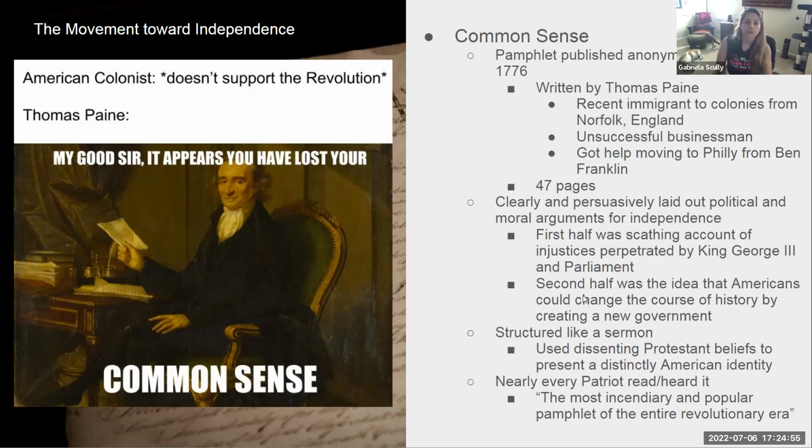They protest the Catholic Church to present a very distinct American identity. Nearly every patriot either read it for themselves, or heard it read out loud. Because remember, it's structured like a sermon, so it works well read aloud. It was known as the most incendiary and popular pamphlet of the entire Revolutionary era, said a historian of that time. The most incendiary, meaning it ignited people's, metaphorically, their souls, their interests, their passion, their will to fight, and the most popular pamphlet of this era.